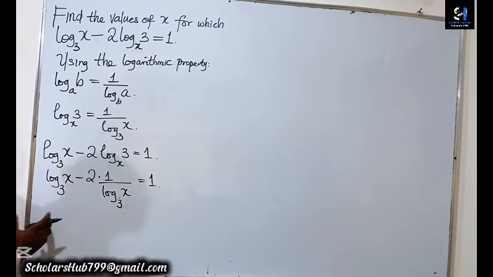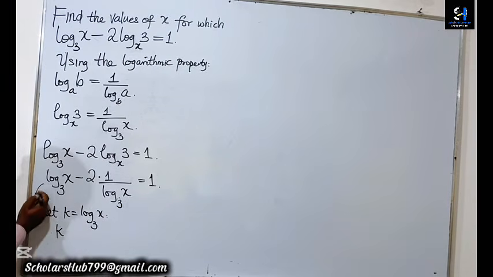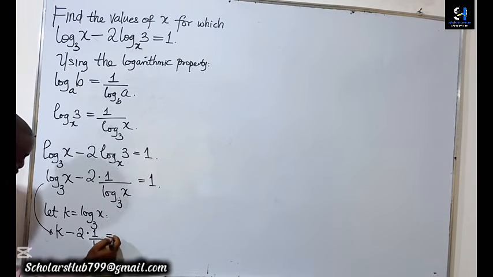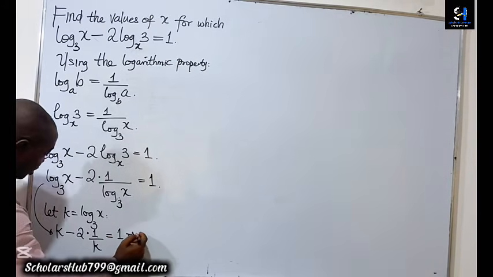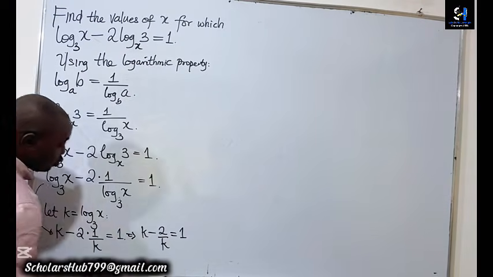Now let's do some substitution in this case. Let log to base 3 of x equal k. So let k equal log to base 3 of x. Which means this equation will now be k minus 2 multiplied by 1 over k equals 1. So in this case, this will be k minus 2 over k equals 1.